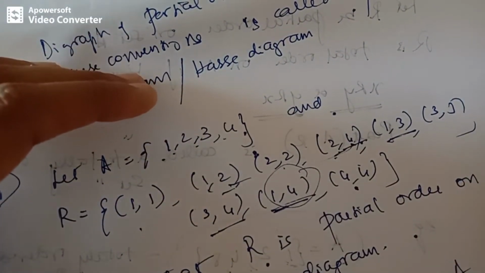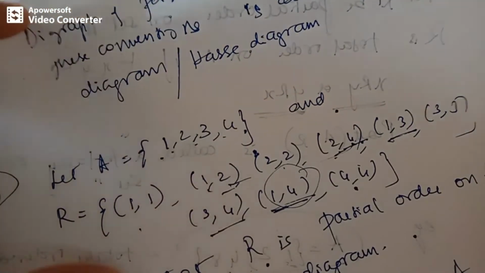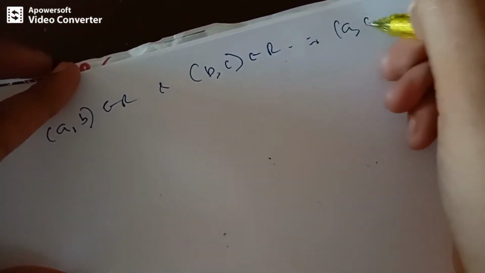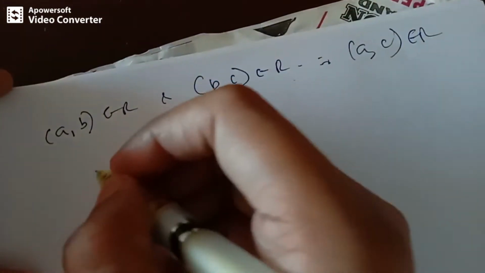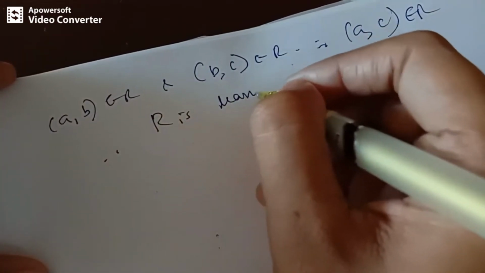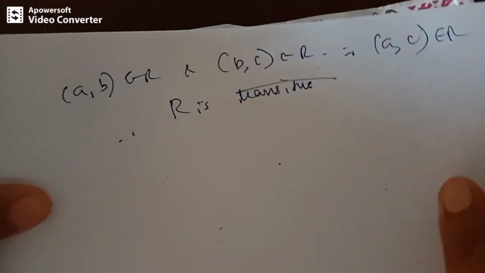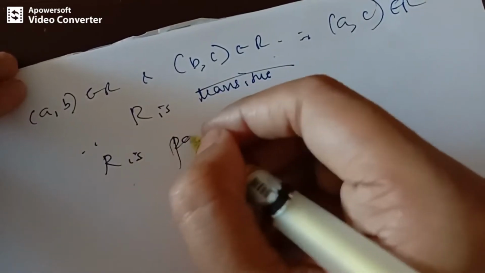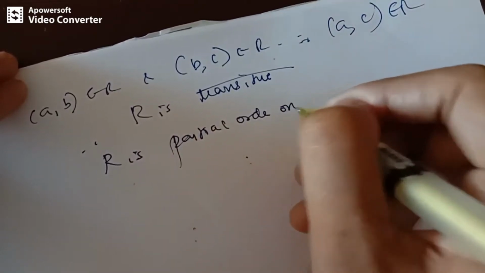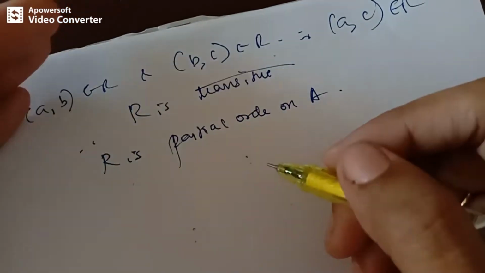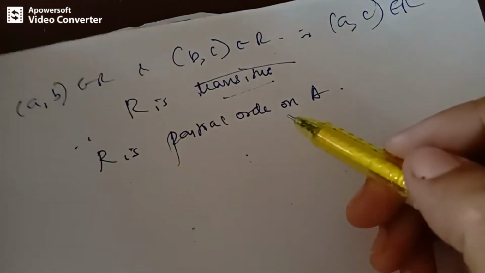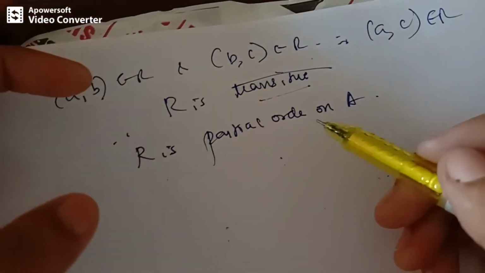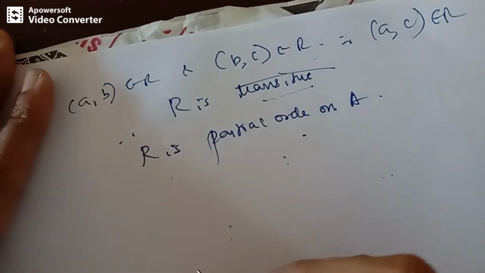Correct? So, when we examine each and every pair, we find that A, B belongs to R and B, C belongs to R, and therefore we have A, C belongs to R. So this is the inference. Therefore, we can say that the relation R is transitive. Okay, since we have proved all the three properties, we can conclude that R is a partial order on set A. We have proved reflexive, antisymmetric and transitive. So these are the three properties required in order to say that the relation R is a partial order on the set. So let's draw the Hasse diagram.